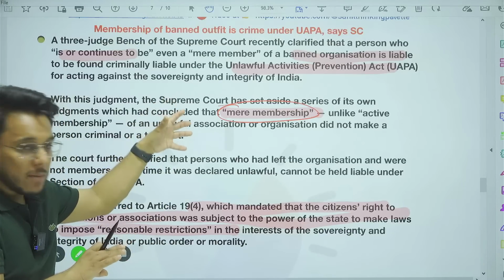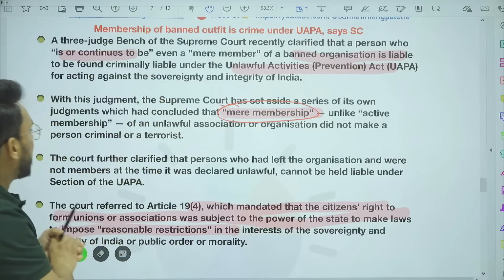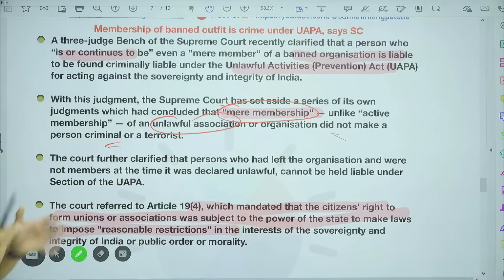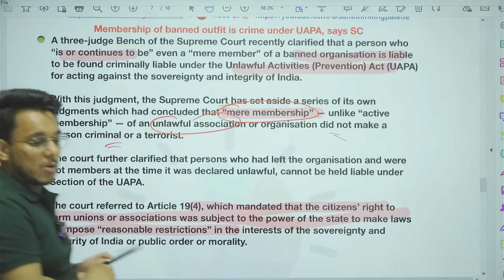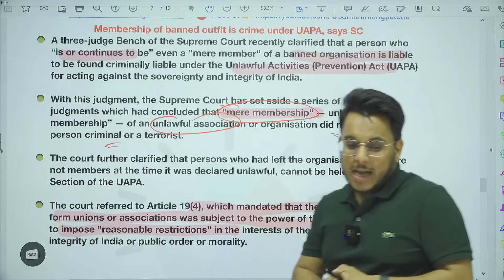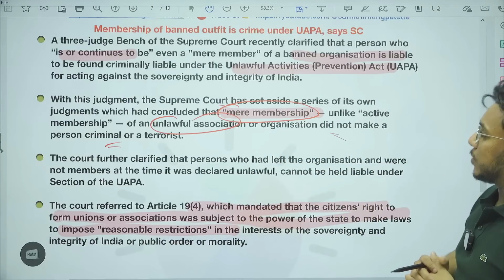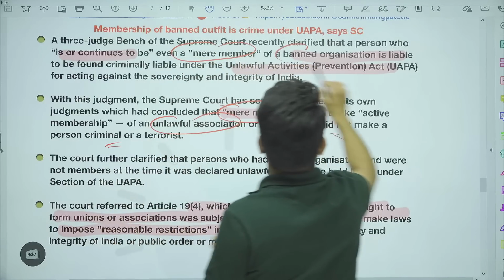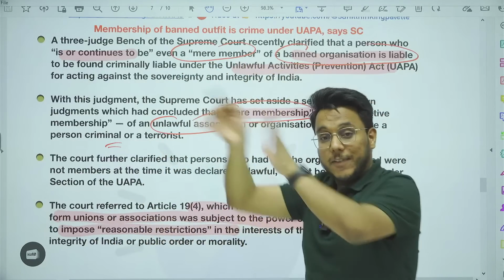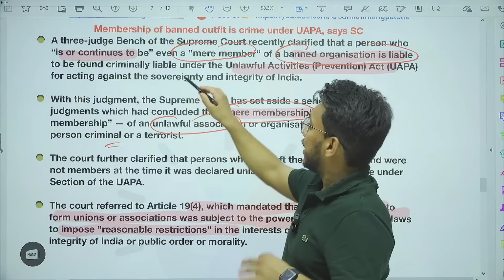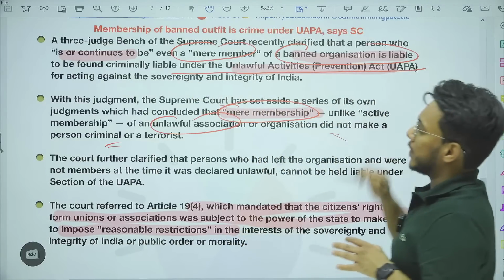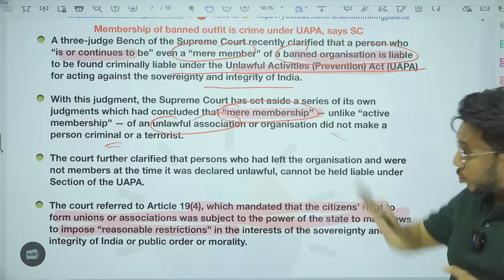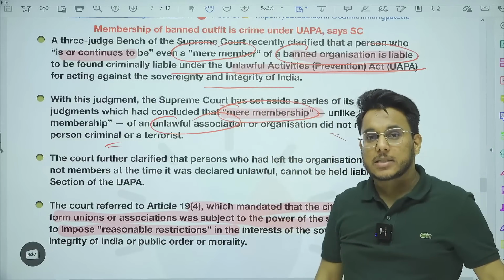But if there is just a mere membership or an inactive membership of an unlawful association, it did not make a person criminal or a terrorist. This was the earlier ruling. Now the Supreme Court has held that if a person is just a mere member of a banned organization, even if he is not an active member, he is liable under the Unlawful Activities Prevention Act. We will assume that you are acting against the sovereignty and integrity of India. So now the Supreme Court has reversed its decision.